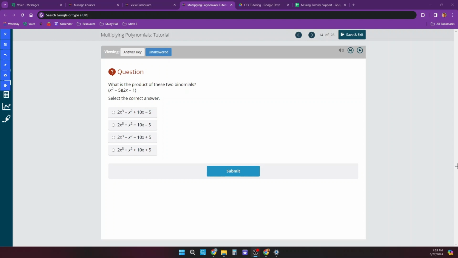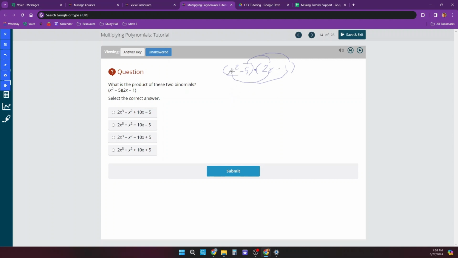Let me just rewrite it over here. We have x squared minus 5 and 2x minus 1. So what we do is very similar to what we did before. We take the first parentheses and we look at each term and we multiply that term into everything in the second parentheses, and we're going to do the same thing with the second term and multiply that into the second parentheses. So we're going to distribute each part of this first binomial into our second binomial.